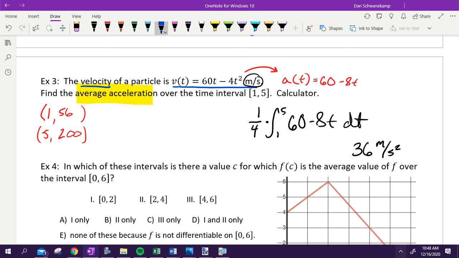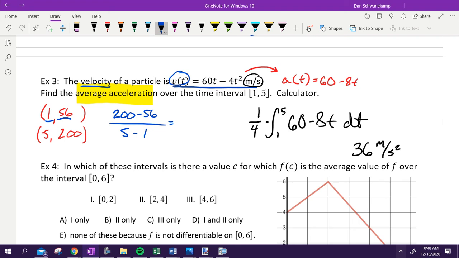If they told me velocity, and I want to know the average acceleration, what could I do with velocity? I could find the average rate of change, right? What is the average rate of change of velocity? That's going to find the slope of velocity. What would the slope of velocity tell me? Acceleration. So look, I plugged 1 into velocity. I plugged 5 into velocity. I got this. So y sub 2 minus y sub 1 over x sub 2 minus x sub 1.